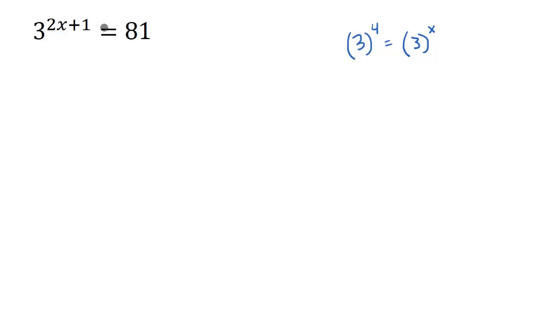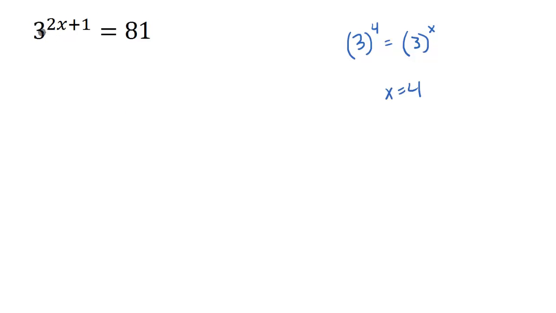Before we work on this equation, check out this situation over here. We have 3 raised to the 4th power, and that equals 3 raised to the x power. What would have to be the value of x here? Of course, that would be 4, because we have the same base. If the bases are the same, the exponents have to be the same as well. So let's take that philosophy and apply it to this situation.